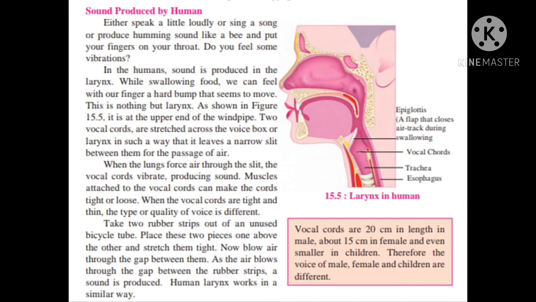Muscles attached to the vocal cords can make the cords tight or loose. When the vocal cords are tight and thin, the type or the quality of voice is different. So we know that vocal cords are 20 cm in length in male, about 15 cm in female, and even smaller in children, and therefore the voice of male, female, and children are different.